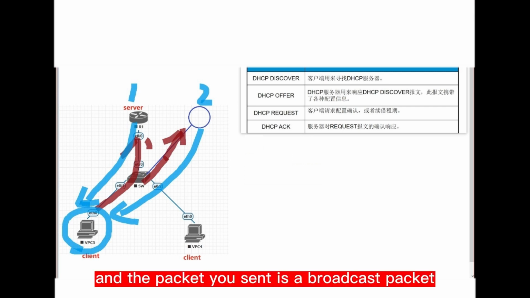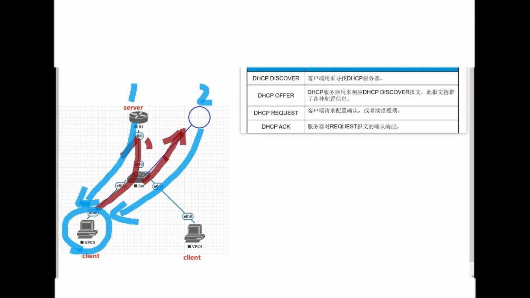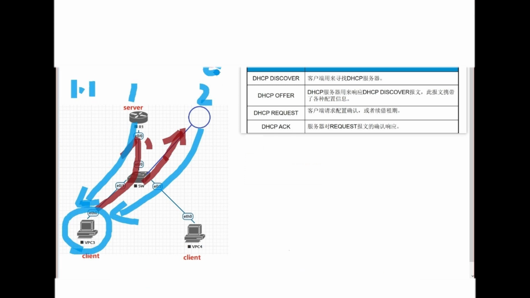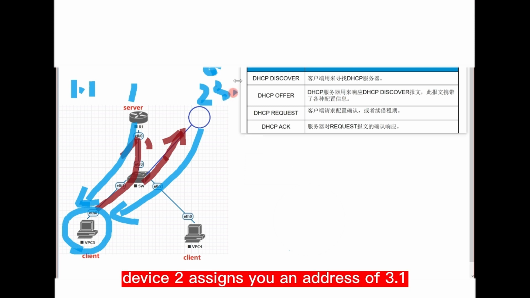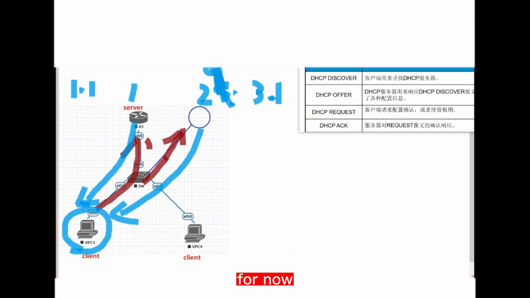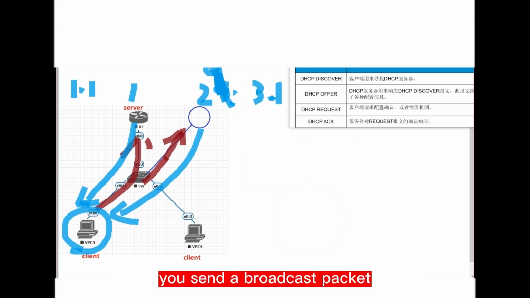And the packet you sent is a broadcast packet. Suppose now you want to select device 1. It assigns you an address of 1.1. Device 2 assigns you an address of 3.1. It is also possible that it is not on the same network segment. For now, you send a broadcast packet.